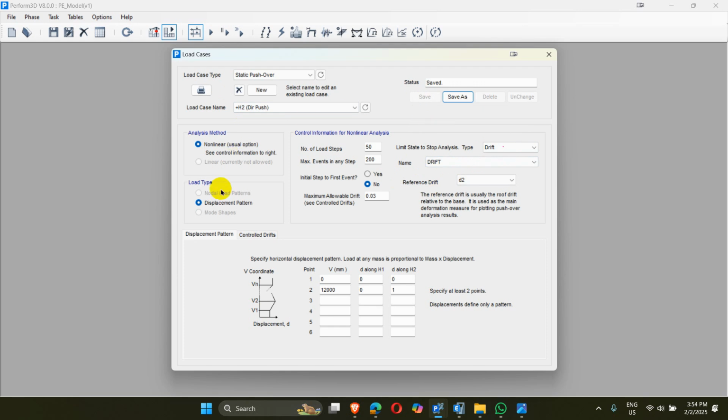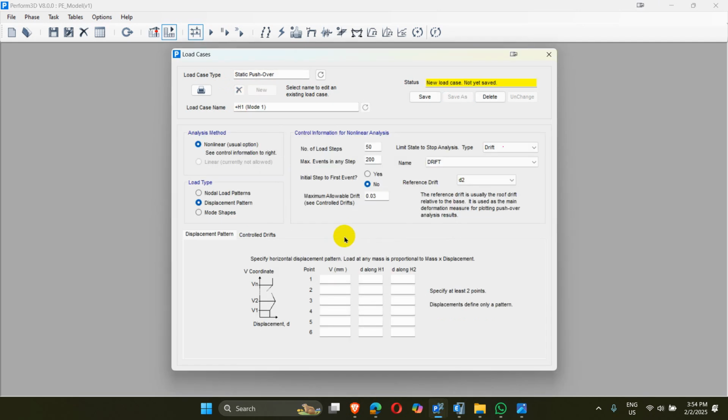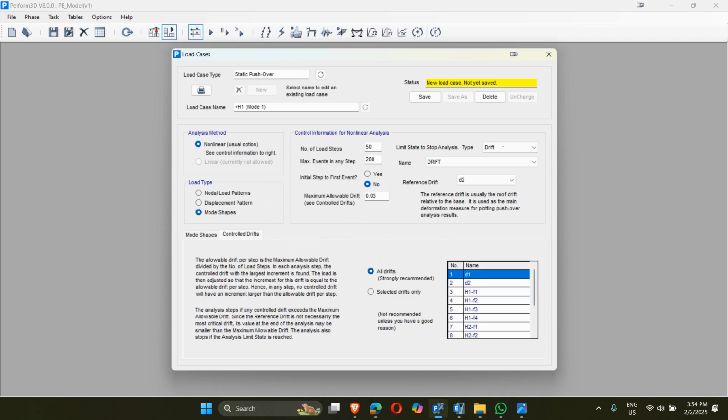And another one is the plus h1 mode 1, pushover analysis based on mode shape. So we have to click here on mode shape. If the structure is pushed on the mode shape, or modal pushover analysis, specify the pushover direction and the modes to be used, a scale factor for each mode, and a base shear direction for each mode.